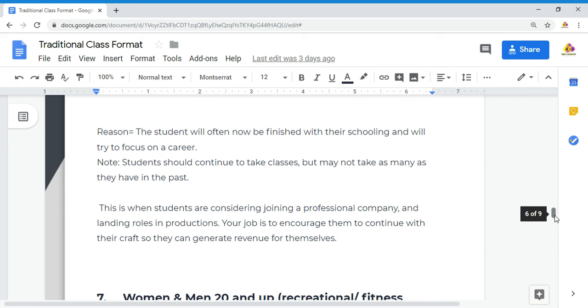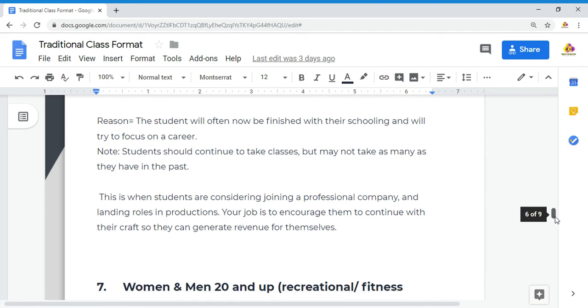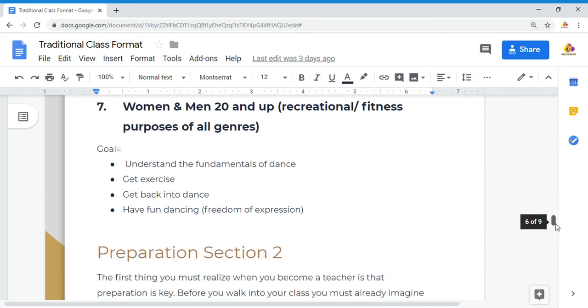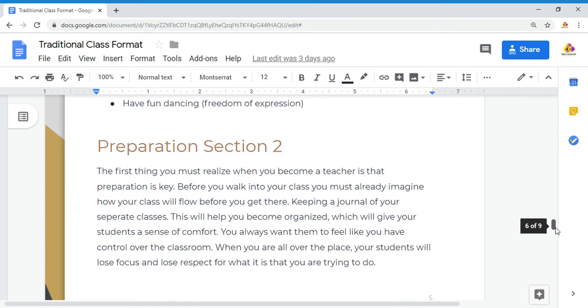Okay? You're set. And number 7 is women and men 20 and up for recreational fitness purposes of all genres. Understand the fundamentals of dance, get exercise, get back into dance, have fun dancing. It could be a lot of different reasons for it, okay?